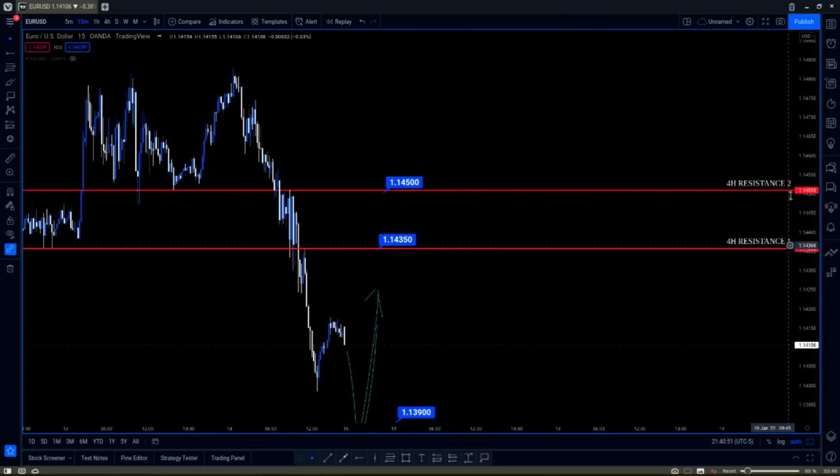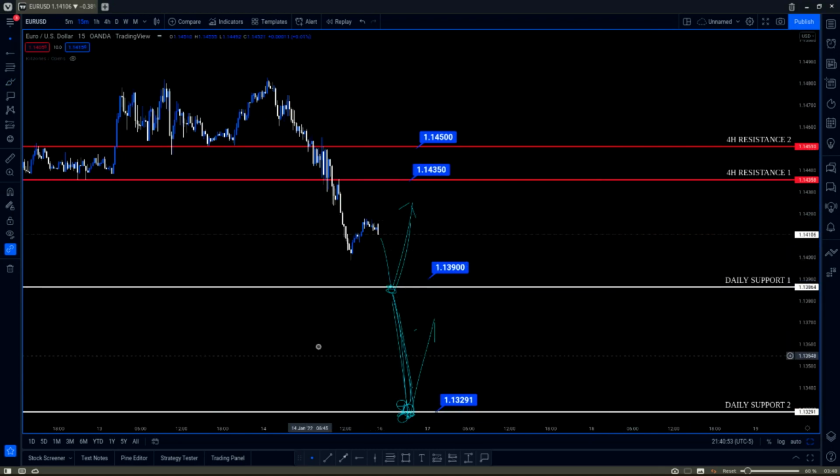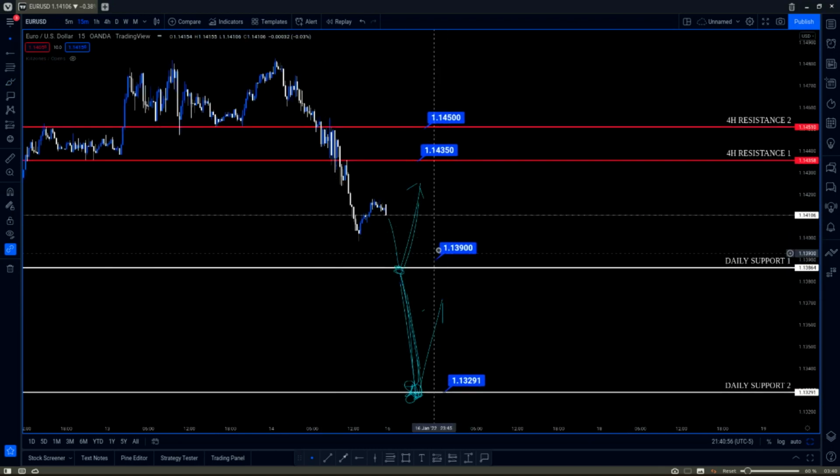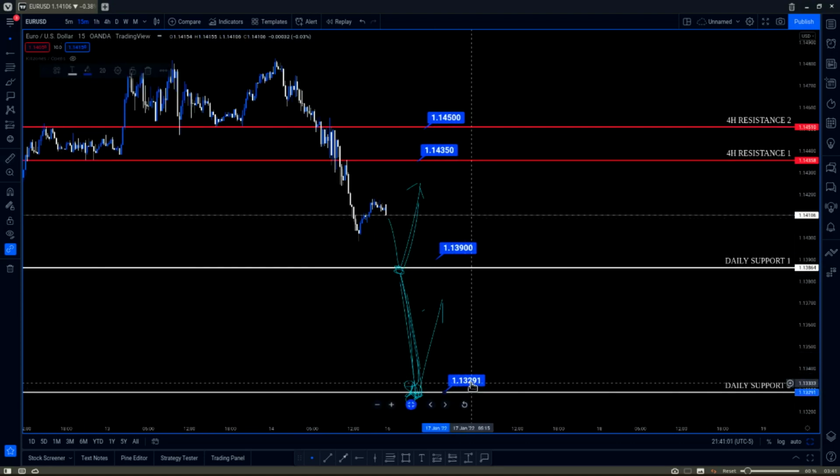Okay, so these are basically the levels I'm looking for on Euro USD. The upside level is 1390. The downside is 1330. I would say it's 29. Make it 30.